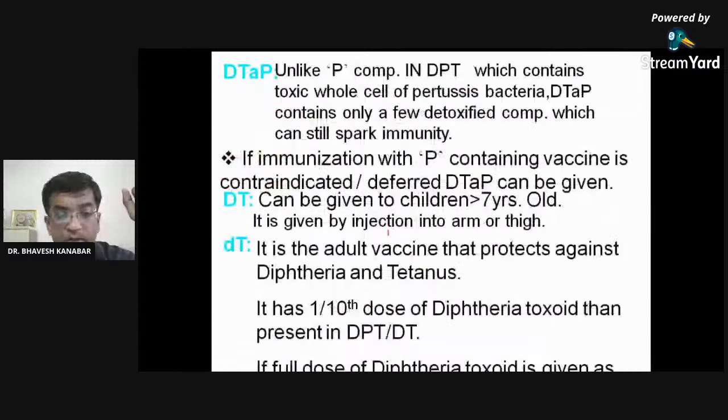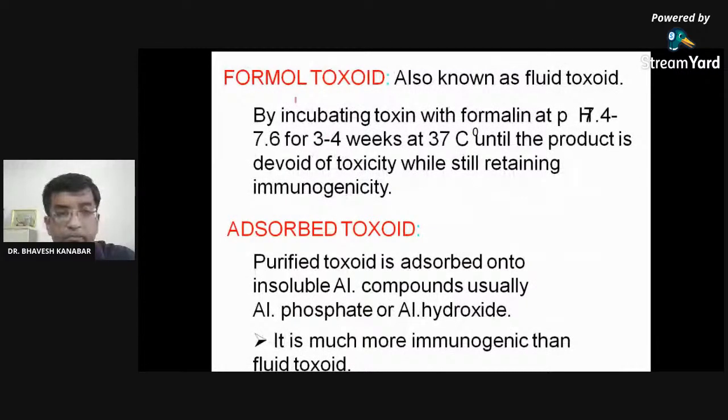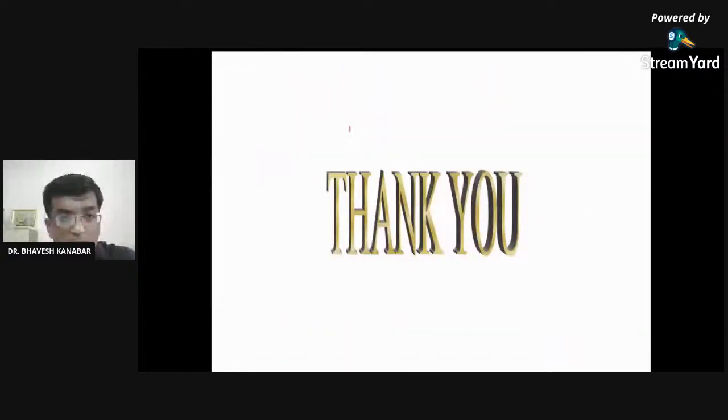So I have asked about the dosing schedule. Let me check whether you have written or not. Dosing schedule: yes, 6, 10 and 14 weeks. These are the primary doses within 1 year of age. And the booster dose? What about the booster dose? Not 2 and 5 years. The second is okay, that is 5 years. The first booster dose is given between 16 to 24 months of age, that is between 1.5 years to 2 years of age. And the second booster dose at 5 years of age.